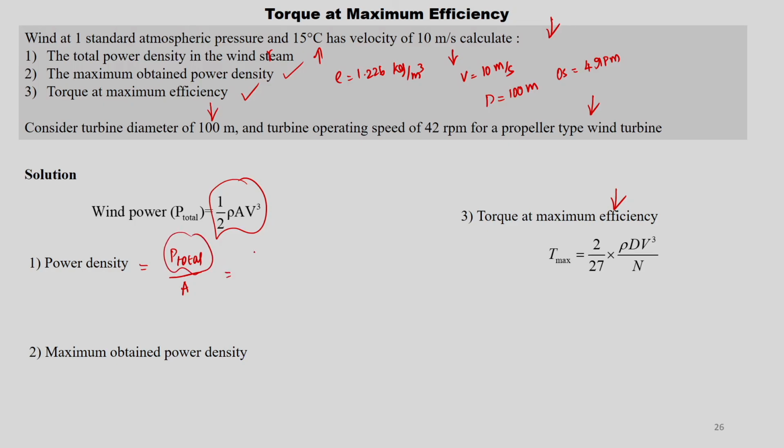So, what happens when you do that? Half rho A V cube upon A. The A gets cancelled, and what you get is half rho V cube. That means your power density is proportional to the velocity to the power cube. So, irrespective of the size of the rotor and the number and other characteristics, you will be able to compare the systems. That is why power density is defined as a kinetic energy flux.